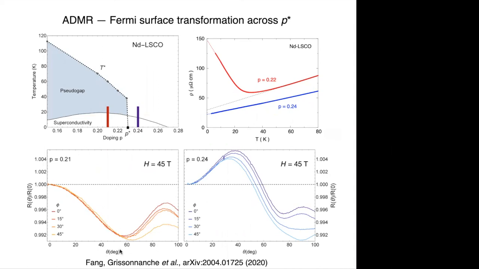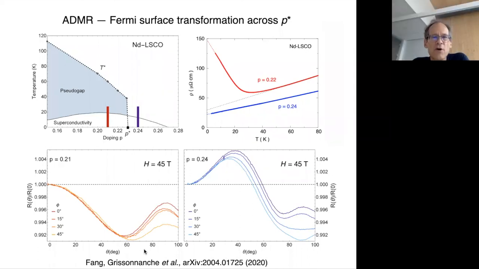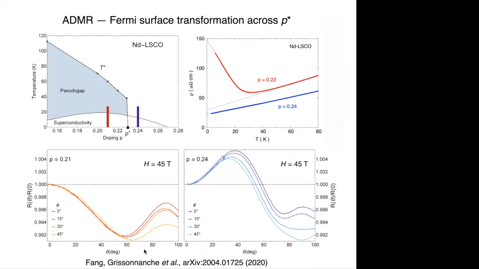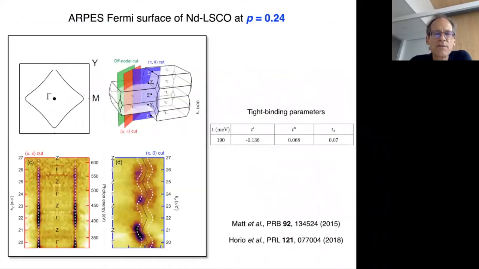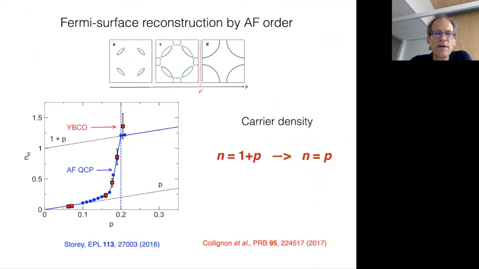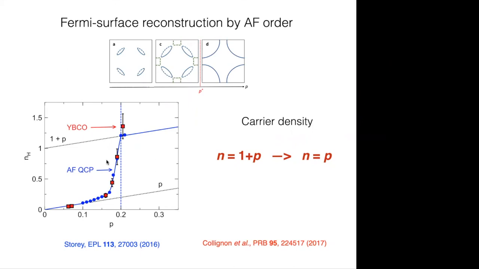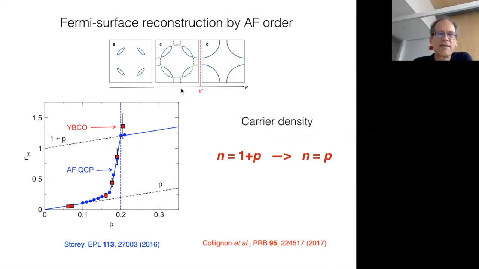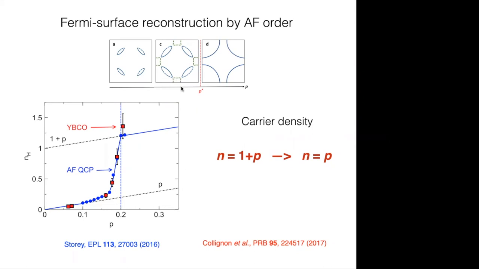Okay. So my question would be, is it possible to do the same experiment at higher p, hoping to see those antinodal pockets in this ADMR experiment? Are you saying to hope to see the antinodal pockets? Yeah. So if I go back to this little cartoon that we had, let me see, where was it? I think it was over here, right? Yeah, so it looks like we're seeing this. You're asking, how about if we go closer to p* and could we detect this? Well, yeah. In principle one could.